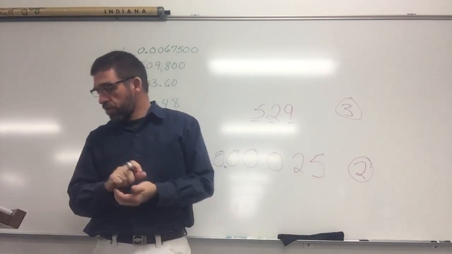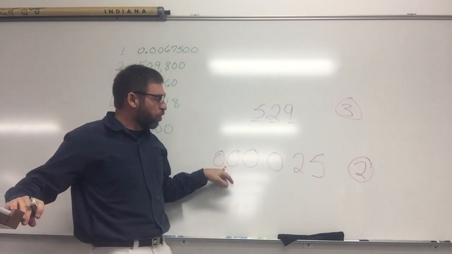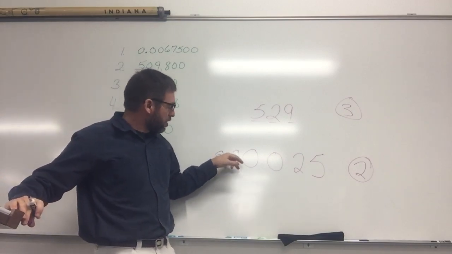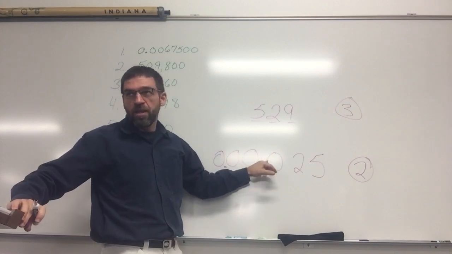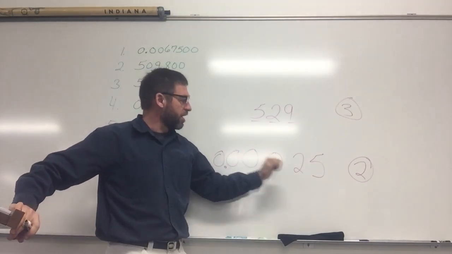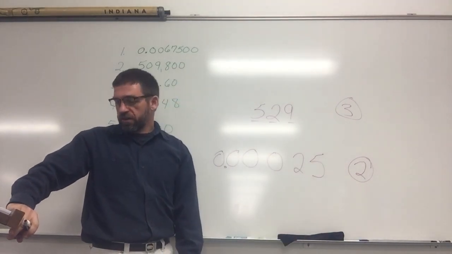And again, you can look at your examples. Don't let the decimal throw you off here. Sometimes you think, oh, this is significant. No, they are just placeholders. They're not important in the counting number. 2 and 5 are the only 2 significant numbers.